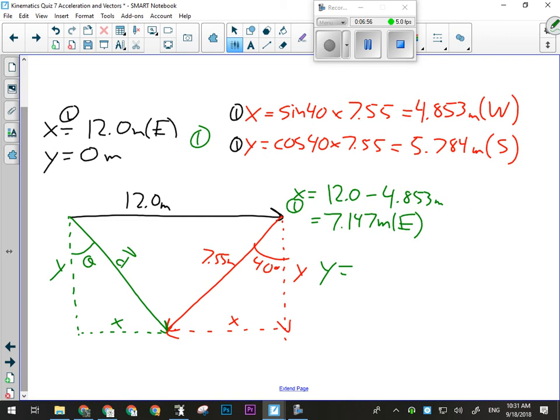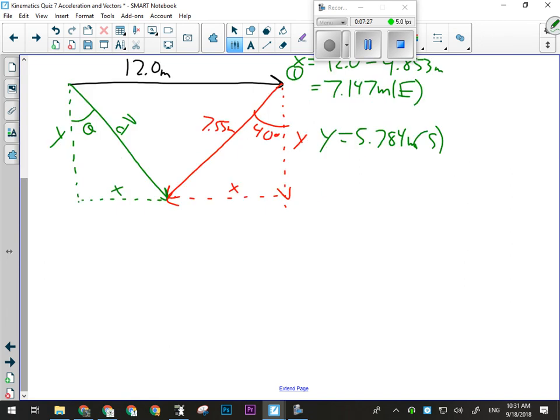And then what's green Y? Right, it's the same as red Y because that's the only time the object went south. The only time the object went south is in this one. It didn't go south in the 12 meter. So it's going to be 5.784 meters south. Okay, they won't get a mark for that one because they didn't have to do any calculating for that one. They already did that.